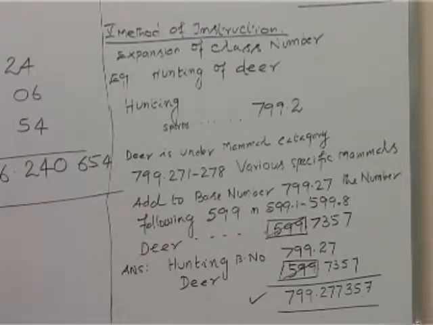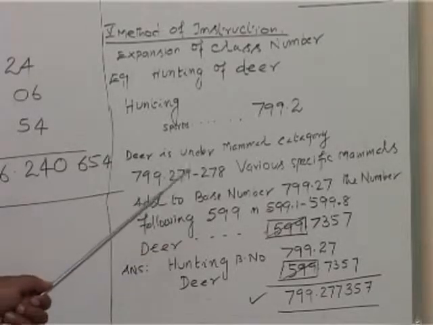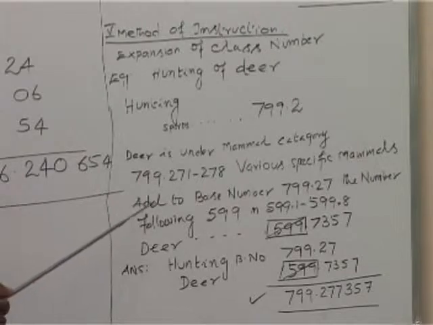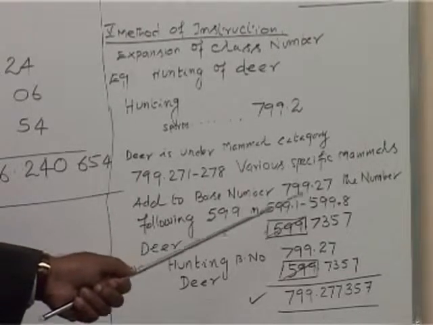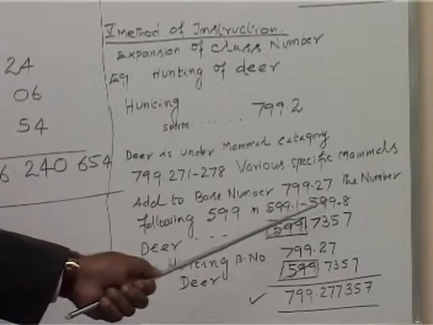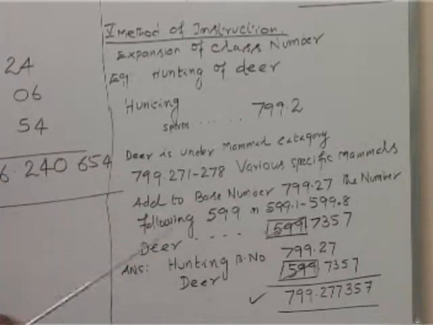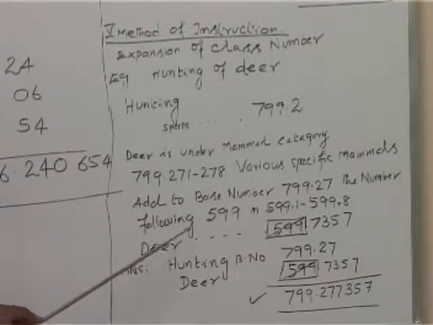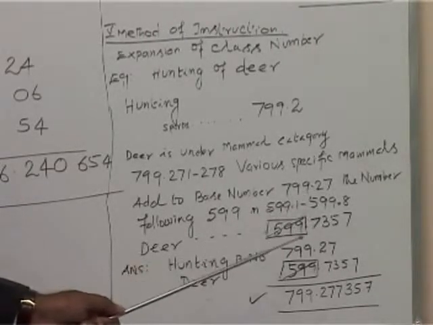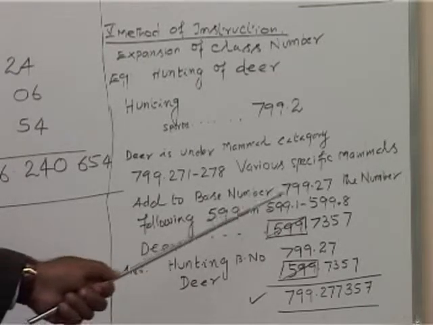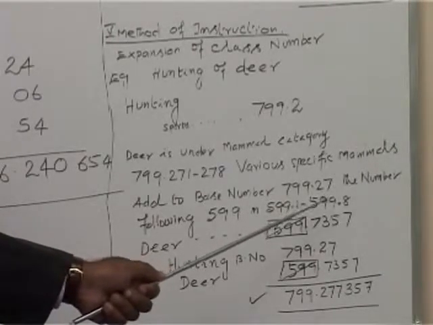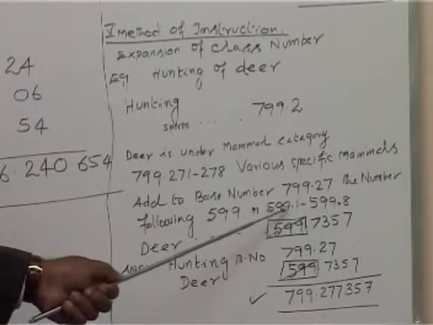Do you find that in the schedule? 799.271-278, various specific mammals. Now enter into this area. Then you can find the instruction there: add to base number 799.27 the number following 599 in 599.1-599.8. That means if you want to find the number for deer, you are asked to start searching from 599.1 to 599.8. When you go there, you can find deer. So according to this instruction, we can make a move now, from 599.1 to 599.8. Yes, you start searching from 599.1.